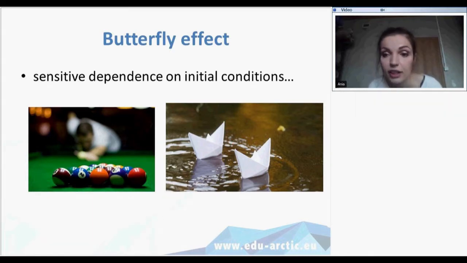Another example is that if you place two paper boats exactly next to each other on a river, they could follow two completely different routes, and end up in two completely different places, even in two completely different oceans. So these are examples of systems that have an extreme sensitivity to variation of initial conditions.